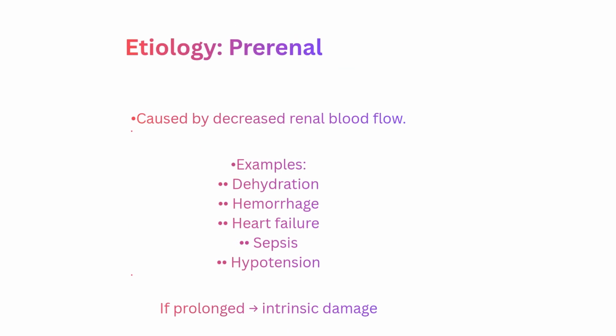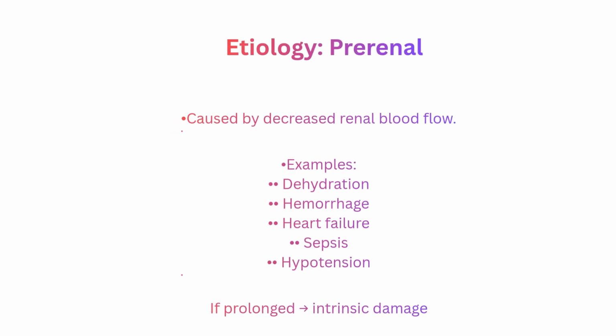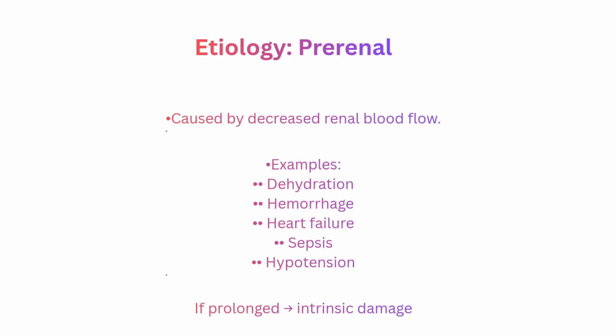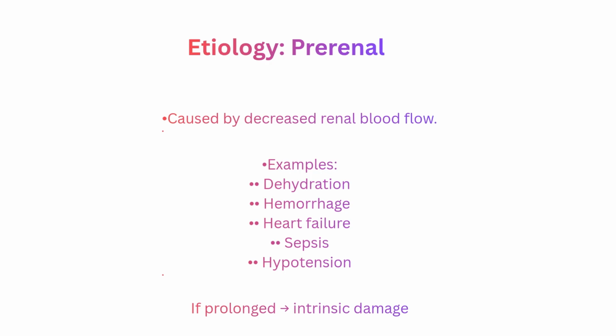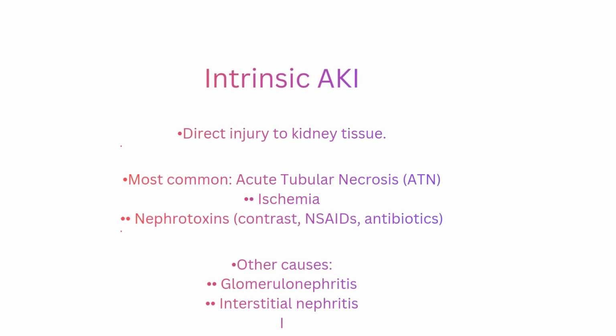So in pre-renal, acute kidney injury is caused by decreased blood flow to the kidneys without direct damage. So common causes include dehydration, hemorrhage, heart failure, sepsis, hypotension, and reduced perfusion lowers GFR. If not corrected, this may lead to intrinsic damage.